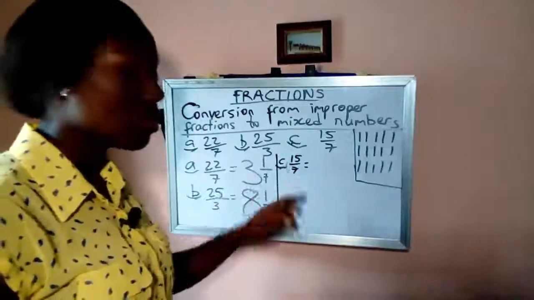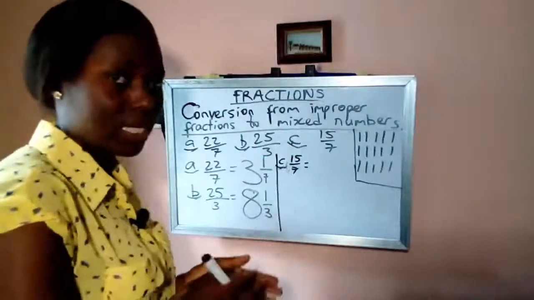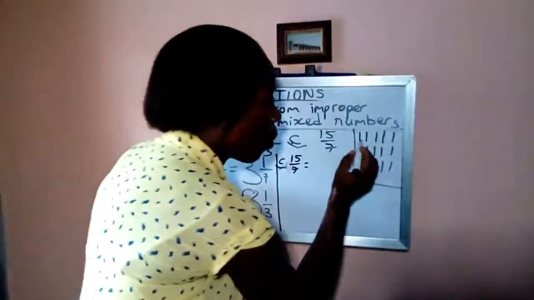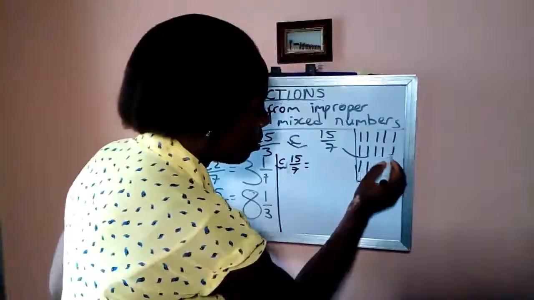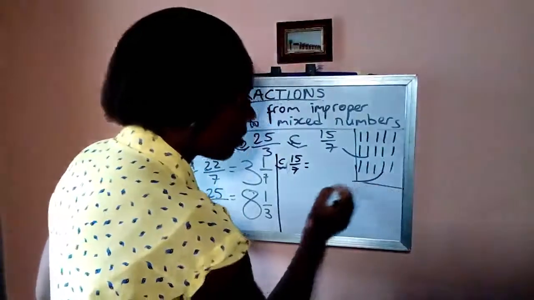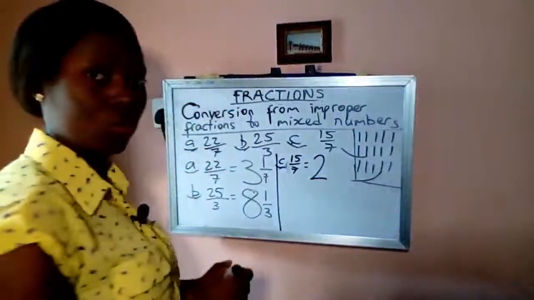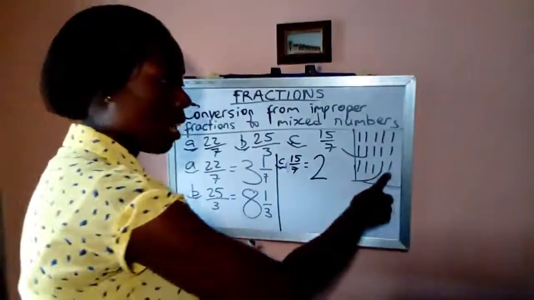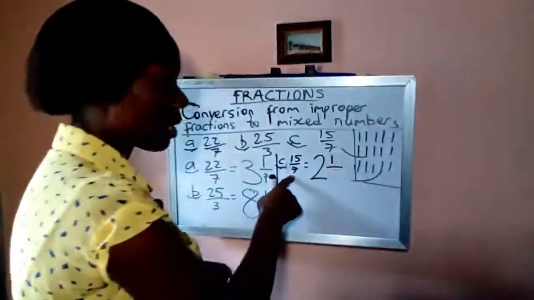So now we're going to divide or group 15 in 7s. That is in 7, 7, 7. So let's see. 1, 2, 3, 4, 5, 6, 7. 1, 2, 3, 4, 5, 6, 7. How many did we get? We had 2. What is remaining here? We have just 1. So write our 1 all over our 7 here.